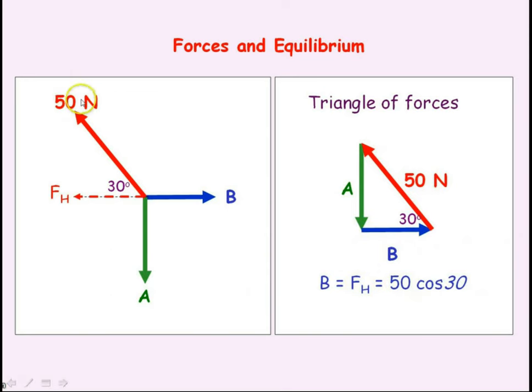And you can see from the example that if we were to resolve the 50 newtons to find the horizontal component, then horizontally FH must be equal to B.